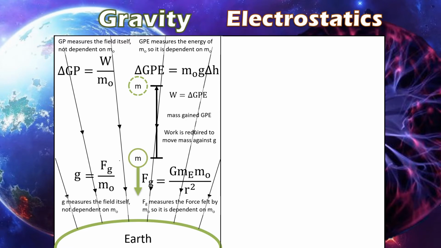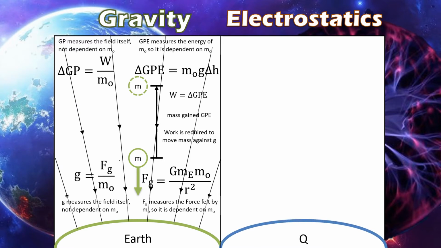You can put as much mass as you want there. It's not going to change the potential difference of the field itself. So now we have kind of an idea of gravitational potential, and that's going to be analogous to the electric potential difference or voltage. So let's do the same thing and build up to that like we did before.